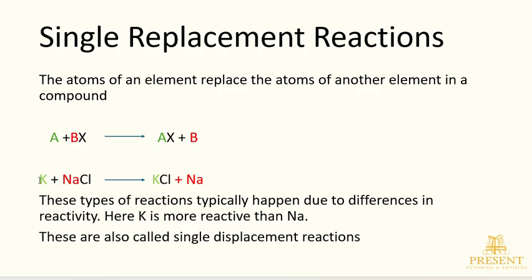An example of this would be potassium reacting with sodium chloride, and then you end up producing potassium chloride and sodium. And this type of reaction is usually driven by the fact that one element is more reactive than the other element and so can displace that element out. So in this case, potassium is more reactive than sodium, and so potassium can kick out sodium and then produce potassium chloride, and then the sodium can be on its own.